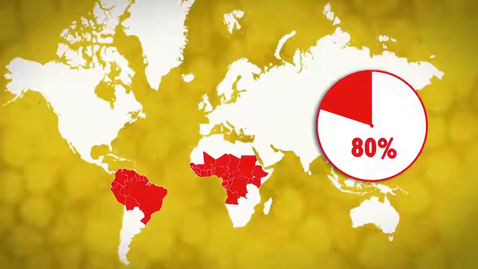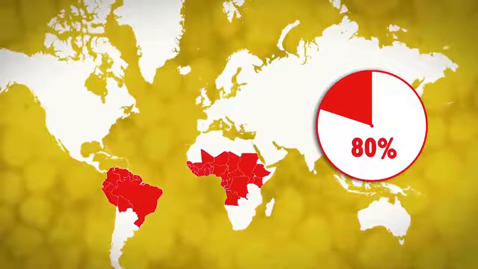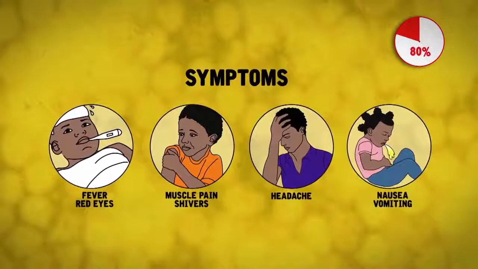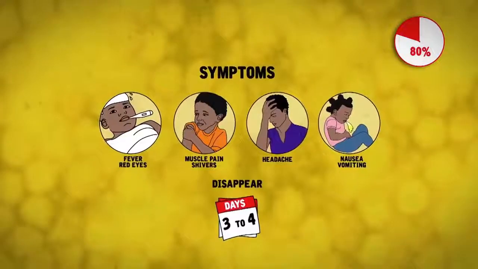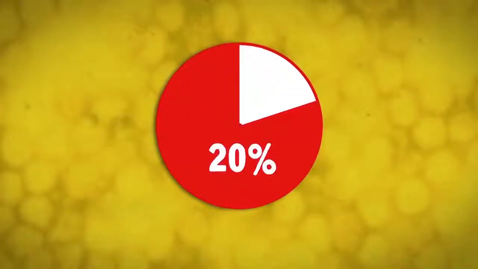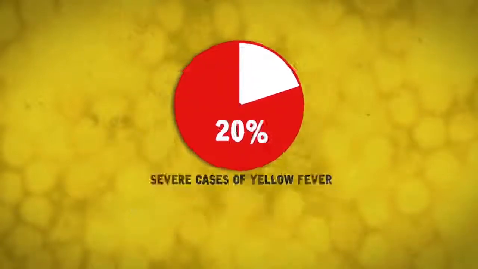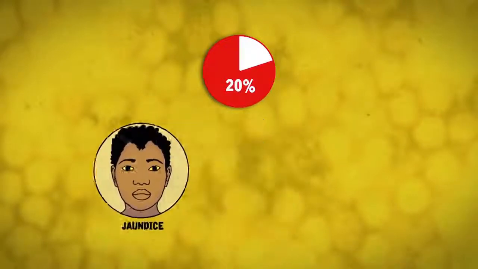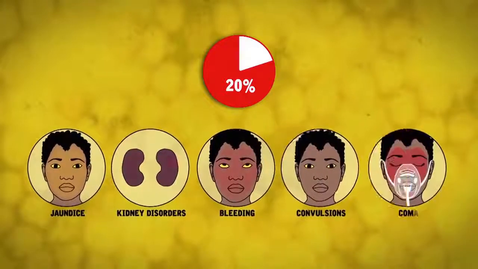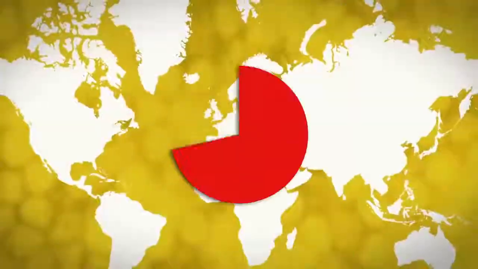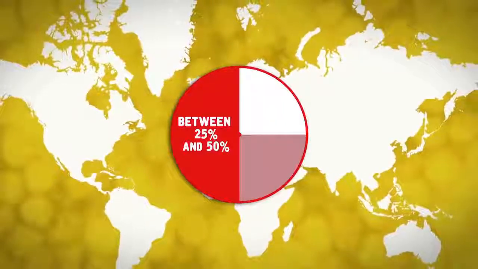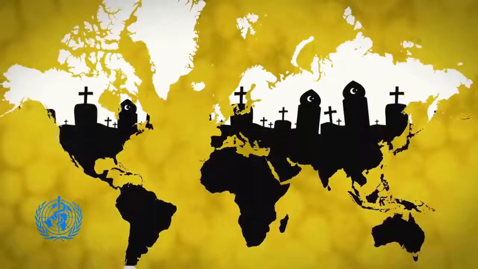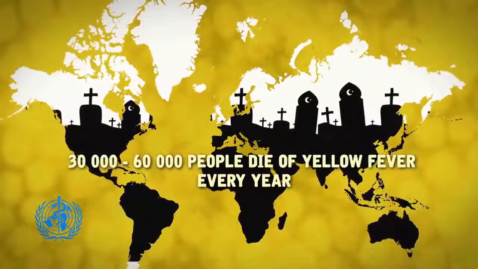In around 80% of cases, the infection causes no or very mild symptoms, similar to those of the common flu or malaria. They usually disappear within a few days. In around 20% of cases, the disease is far more severe, and other symptoms develop: jaundice, hence the name yellow fever, kidney disorders, bleeding, convulsions, and even coma. Between 25 and 50% of severely affected patients die. According to the World Health Organization, an estimated 30 to 60,000 people die of yellow fever every year.